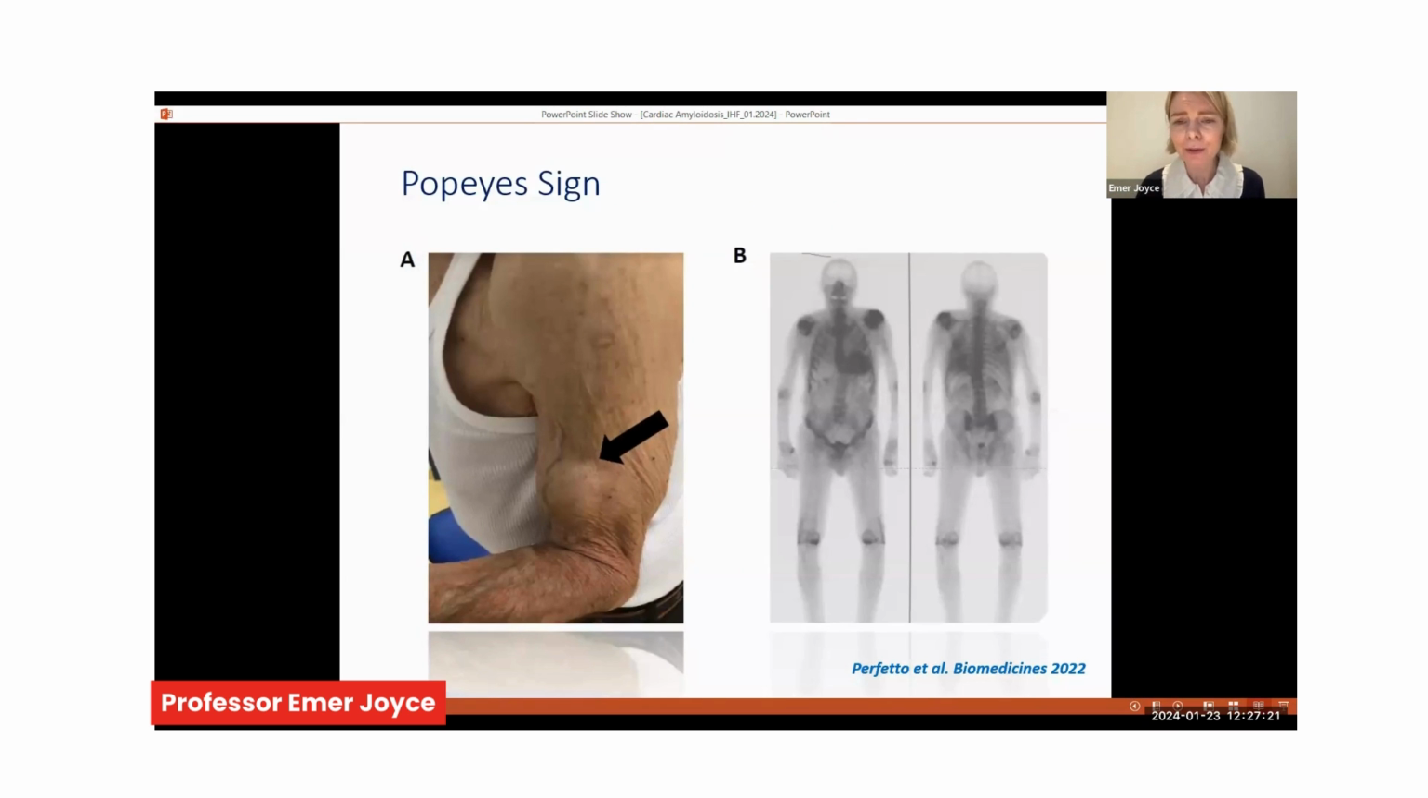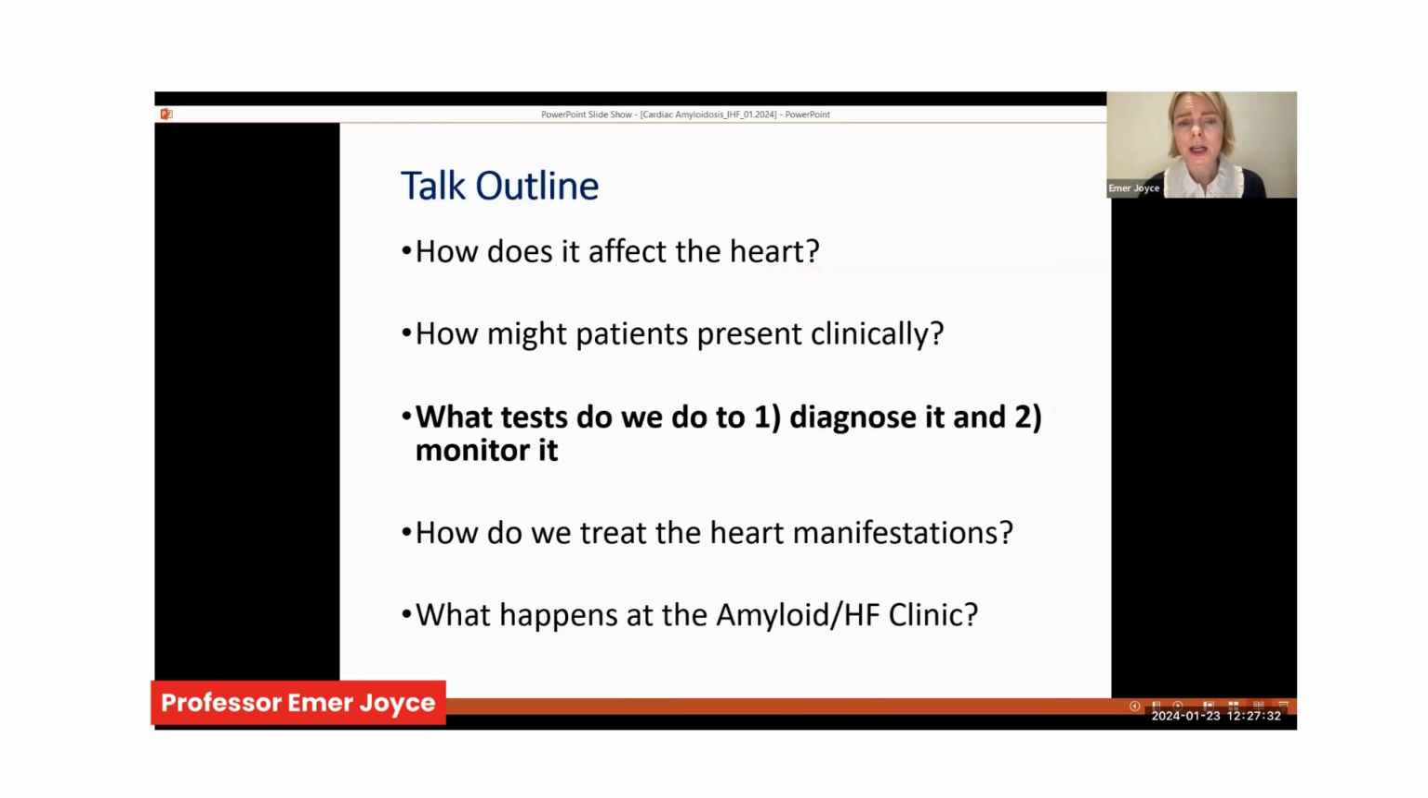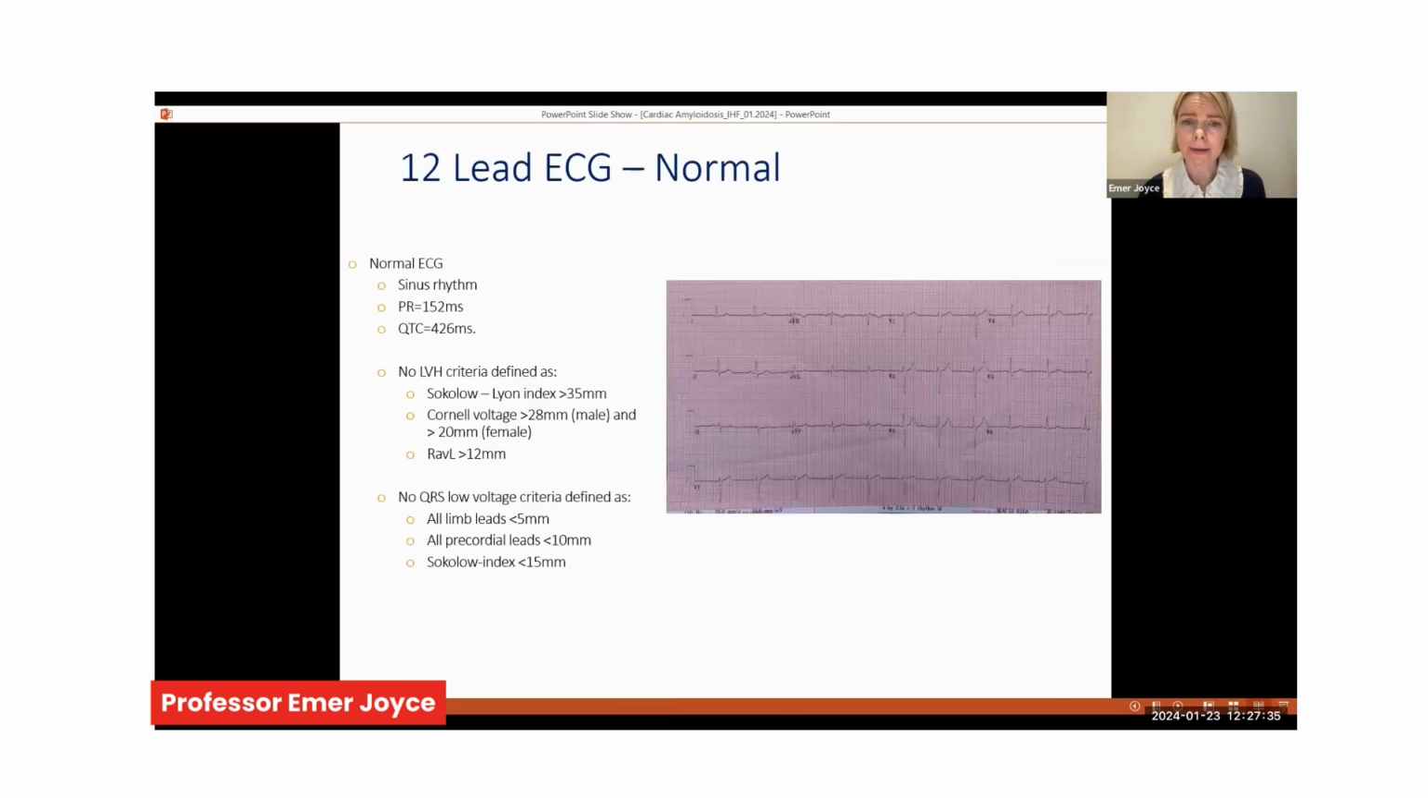I think everyone knows their biceps tendon. Again, if that rupture is causing this kind of bulge, hematoma above the elbow, that can be a sign of TTR amyloid. So what tests do we do to diagnose it? We do ECG. As you come to clinic, we'll do an ECG. This is a normal ECG. You take my word for it.